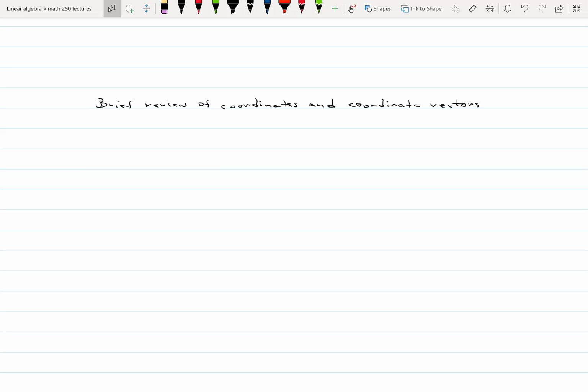So let's start with a vector space. Let V be a vector space, and let's say alpha equals the set of vectors, let's say v1, v2, all the way up to v sub n. Let's let alpha be a basis for V.